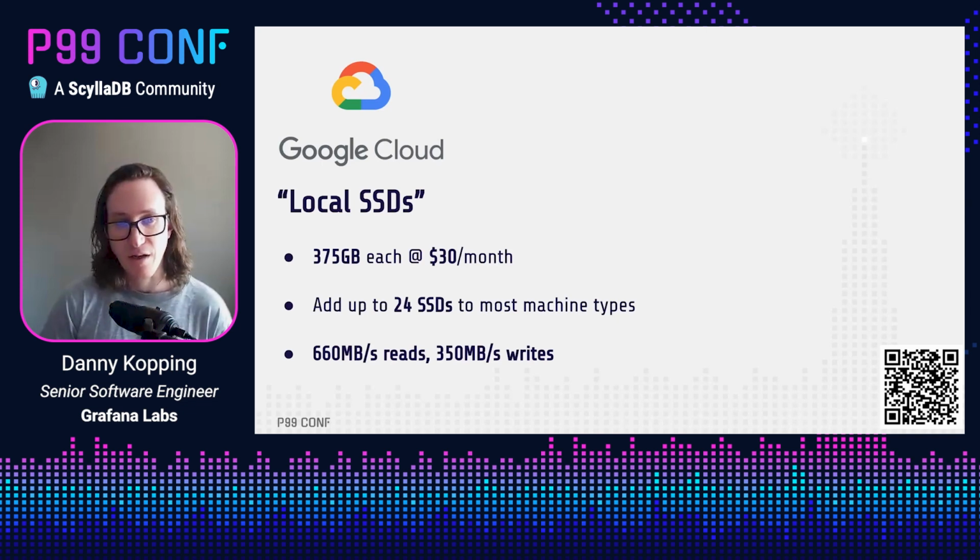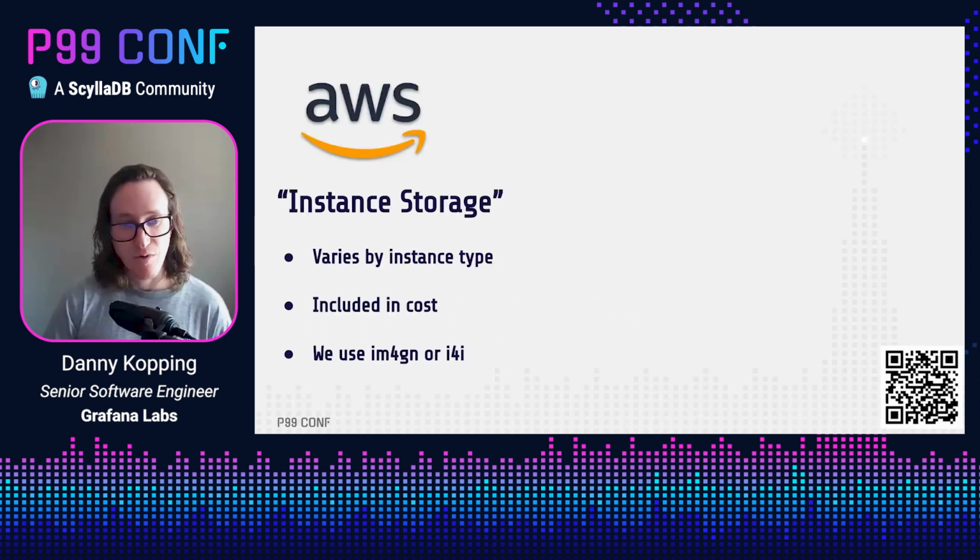In Google Cloud, they offer what are called local SSDs. These are 375 gigabytes in size and $38 a month, and you can attach up to 24 of these per node. So that gives you 9 terabytes-ish per node. And the performance characteristics are pretty good.